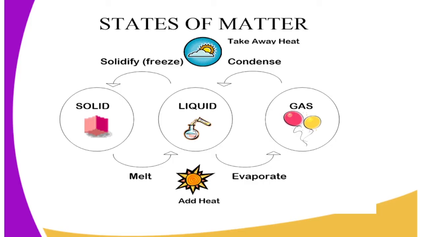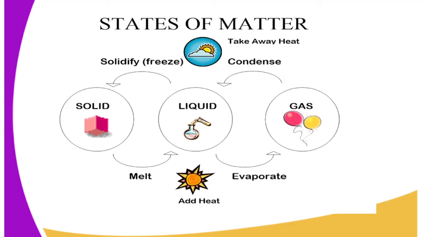As you can see the changes from the diagram, from liquid to solid, that process is called freezing. And from gas to liquid, the process is called condensation. And from solid to liquid, the process is called melting. And from liquid to gas, the process is called evaporation. And from solid to gas directly, that process is called sublimation. And from gas to solid, it's called reverse sublimation.